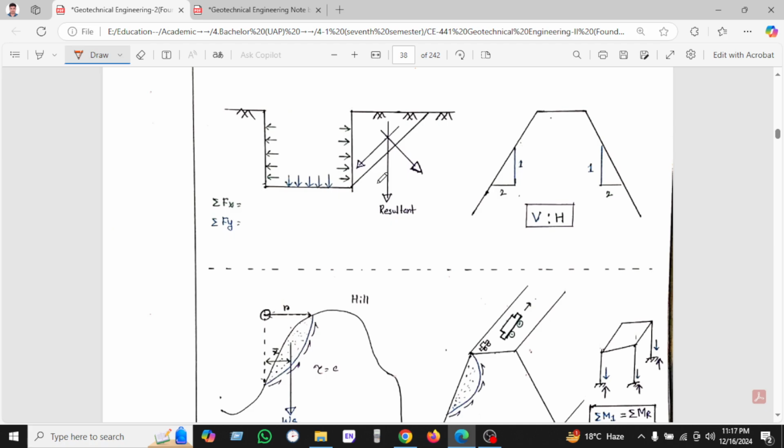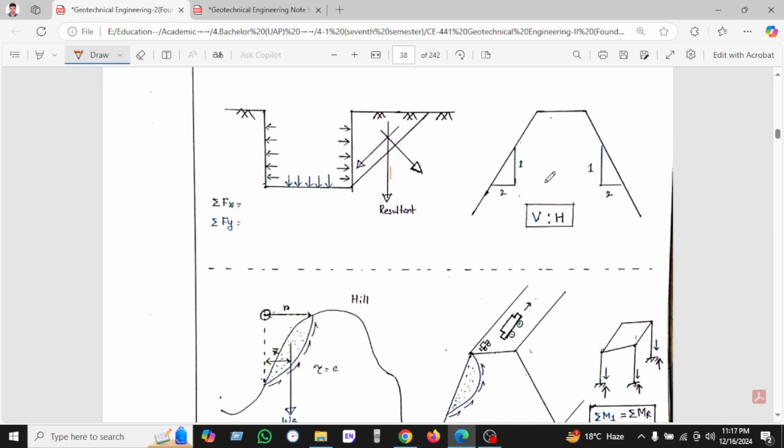Here we can see a footing excavated in soil. From this footing, we can see the lateral force, which is F of x, and the vertical force is F of y, and the resultant is coming in this direction.